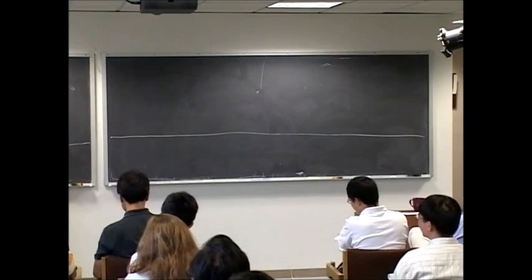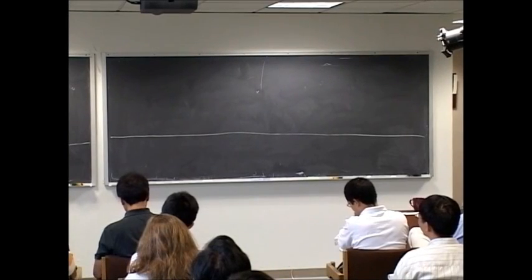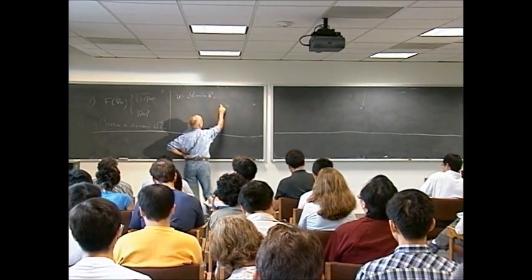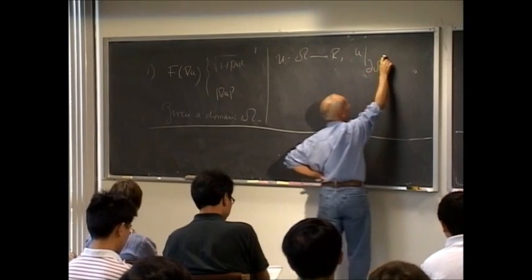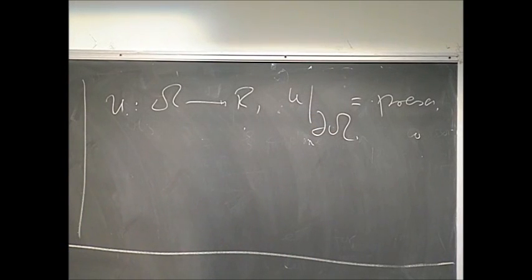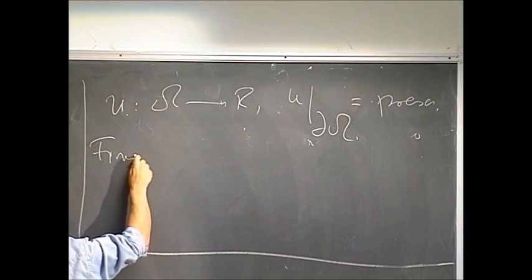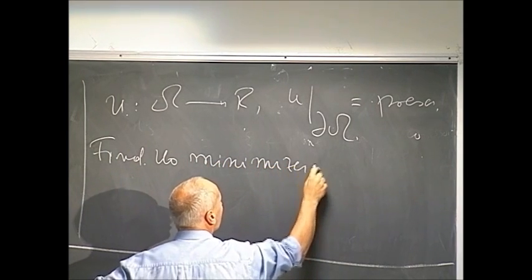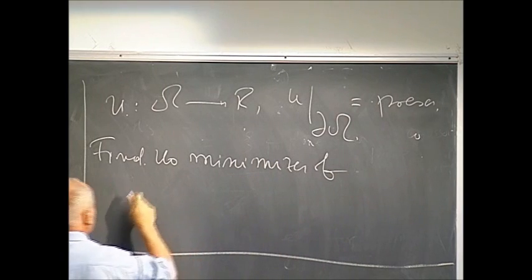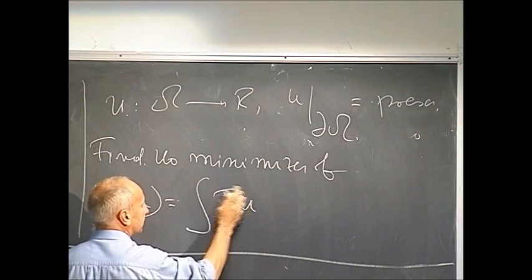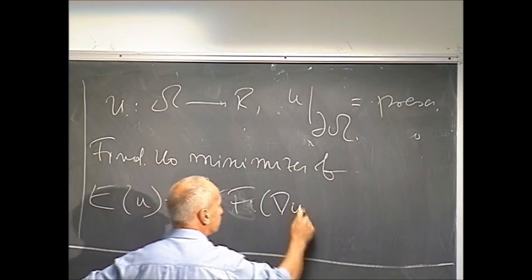So we are given a domain omega, and we want to look at configurations u from omega to R, with u restricted to the boundary of omega prescribed. And among all such u's, you want to find the one that minimizes the variational integral. So find u0, a minimizer of E of u equal to the integral of, let's say, F of gradient u.